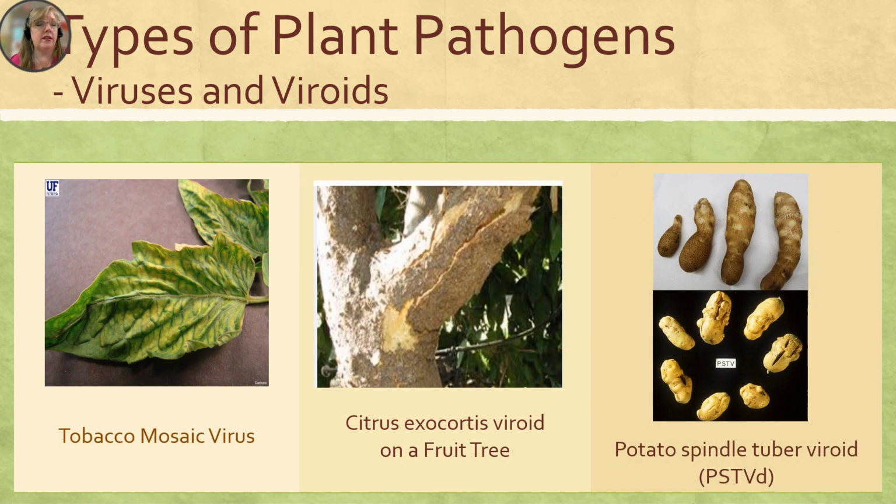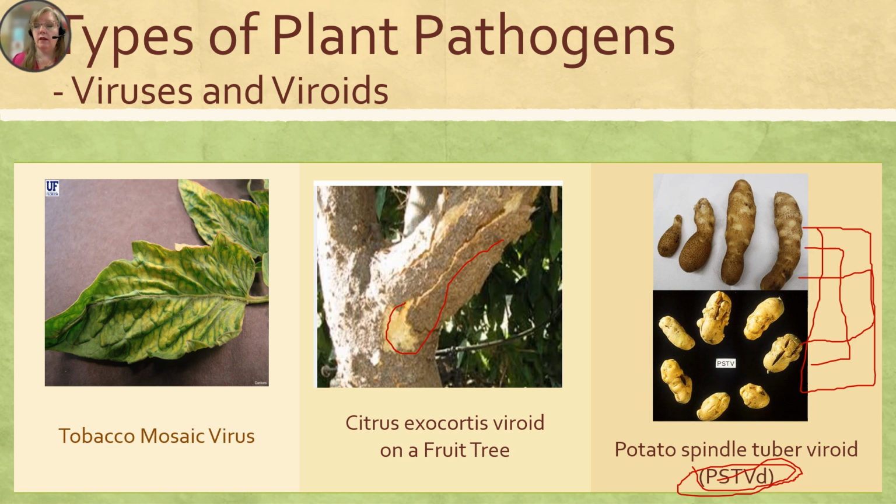All right, here's some viruses. This is a tobacco mosaic virus. This is a Citrus exocortis viroid on a fruit tree. And this is potato spindle tuber viroid, PSTV. They've got this one initialed with its own little name because I believe this is the one that caused the potato famine in Ireland. I'm not 100% sure, but I'm pretty sure this is the virus that caused the potato famine in the 1800s. It was really big. If you look up potato famine in Ireland, it was a huge deal.